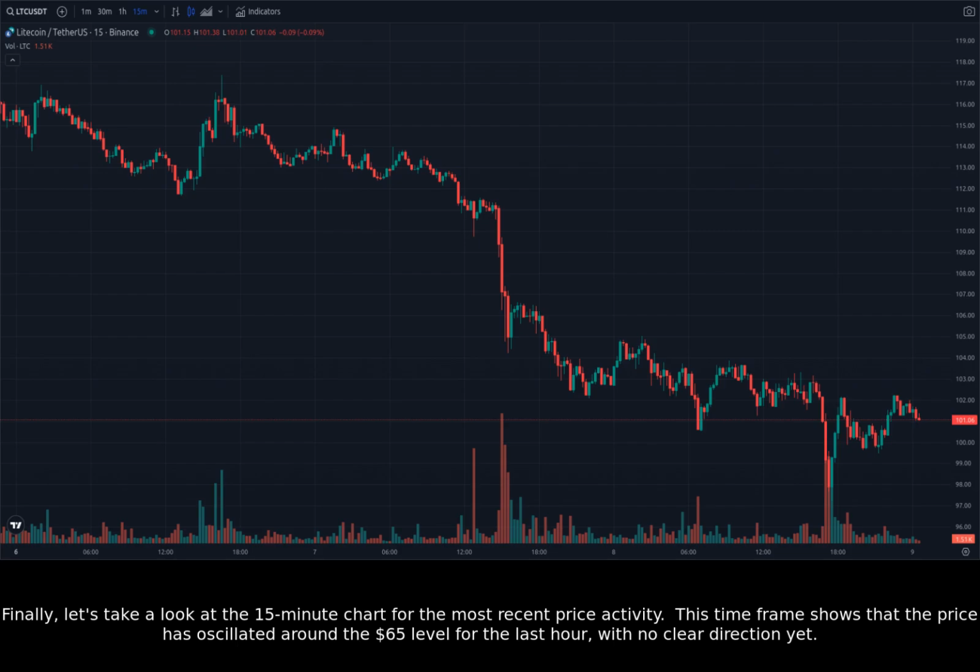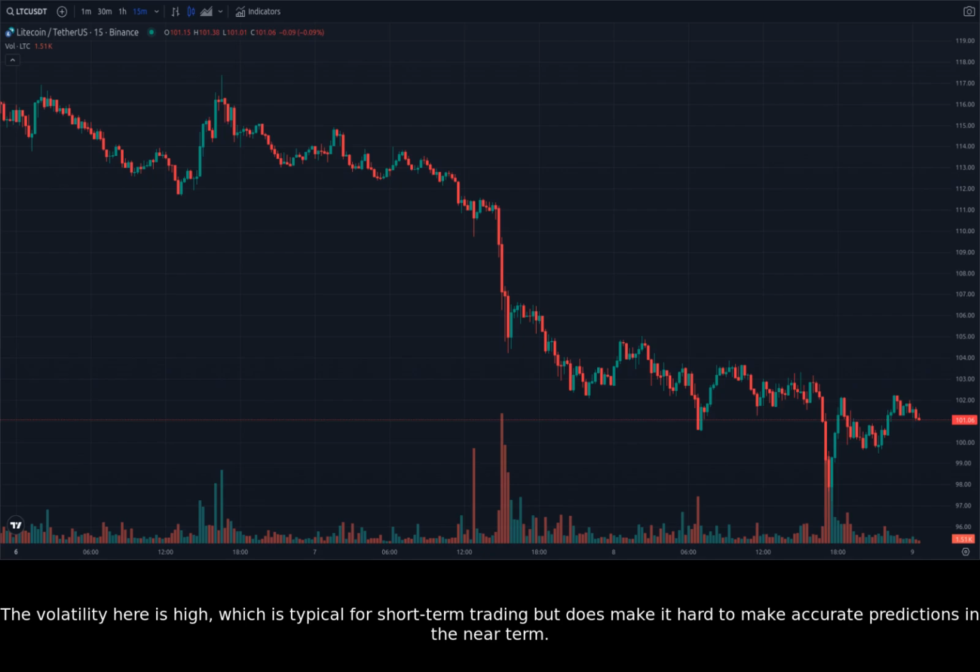Finally, let's take a look at the 15-minute chart for the most recent price activity. This time frame shows that the price has oscillated around the $65 level for the last hour, with no clear direction yet. The volatility here is high, which is typical for short-term trading, but does make it hard to make accurate predictions in the near term.